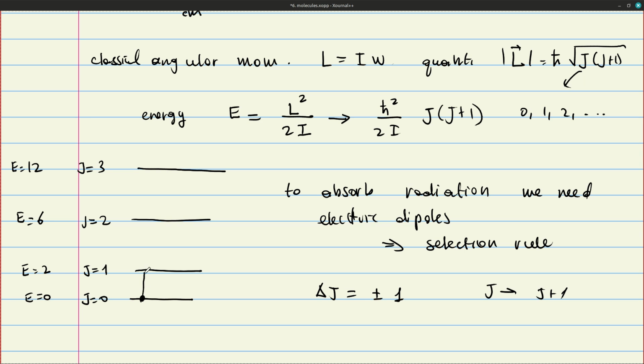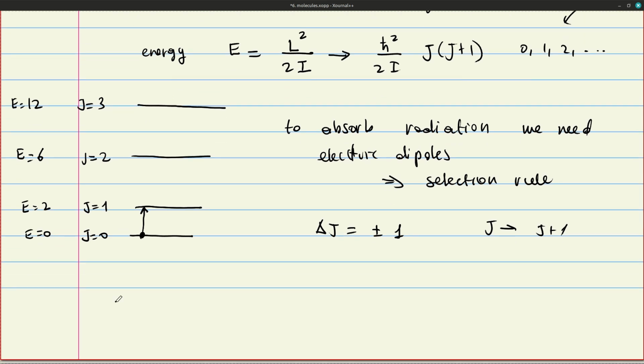By absorbing light, the molecule can go to J equals 1 from J equals 0, and you can see the selection rule is obeyed. If you look at the spectrum at nu, for example this one, the energy difference is 2 minus 0, which is 2 in units of h bar squared over 2I. There is one line.